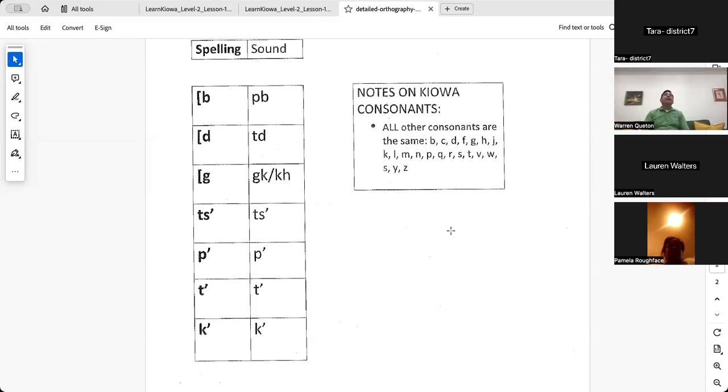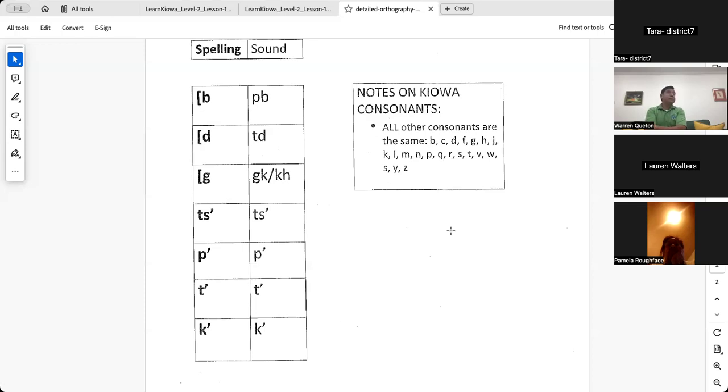Then we have the bracketed D, and that sound says da. Everybody. Da. Da. There you go. And the bracketed G for ga. Almost like you're saying a fancy K. Ga. And then you're just making that little K sound. There you go. And then we have the TS, the ground TS, and it says ts.